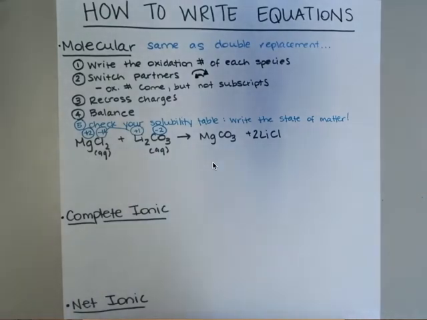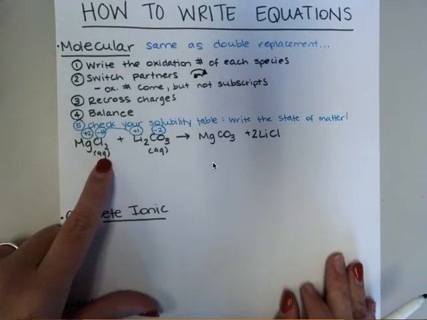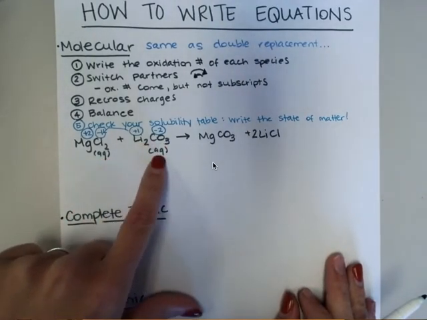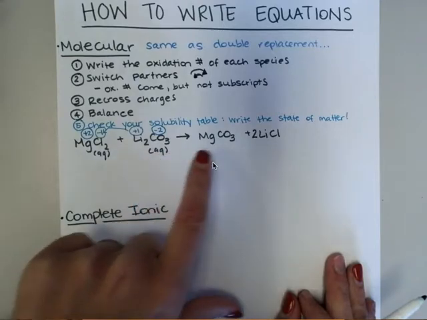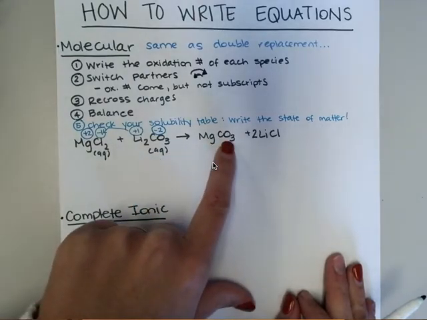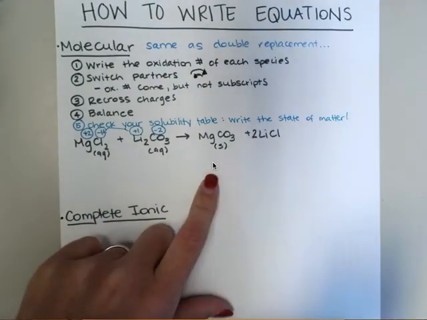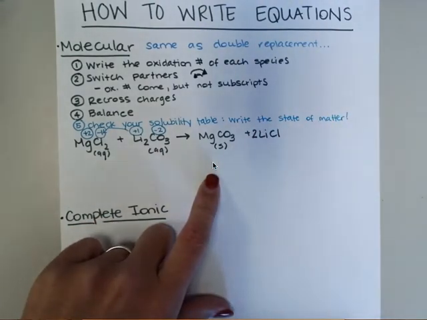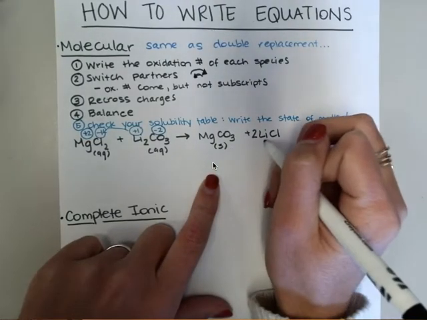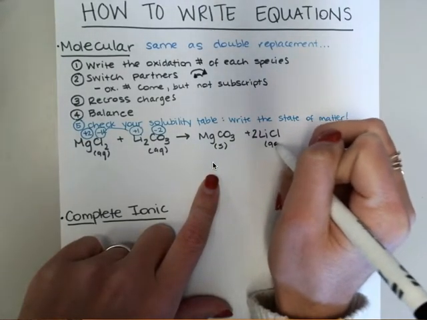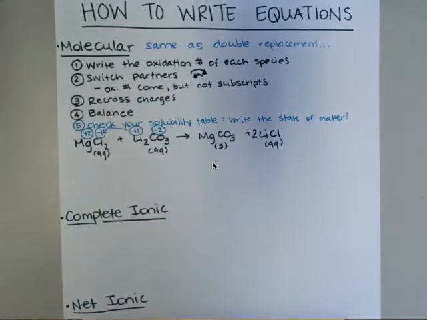Now we're going to check our solubility table. Magnesium chloride is a soluble aqueous solution. Lithium carbonate is an aqueous solution. Now find Mg and CO3. When you do that, you're going to find that that is an insoluble solid that has formed. And then lithium chloride is aqueous. And that is my molecular equation.